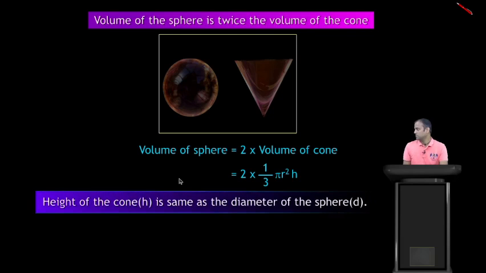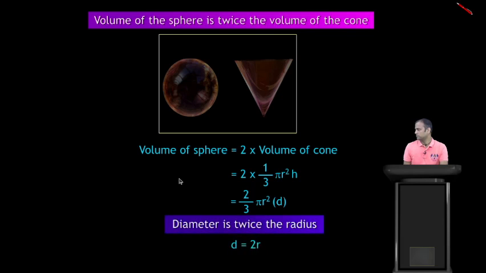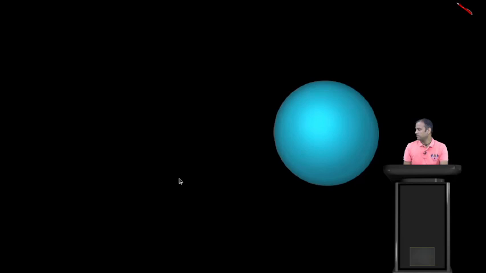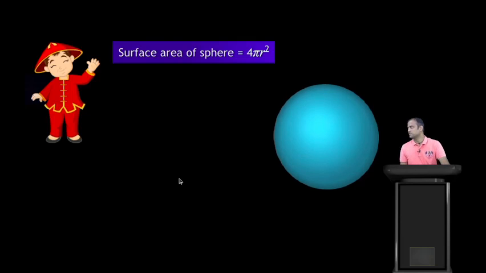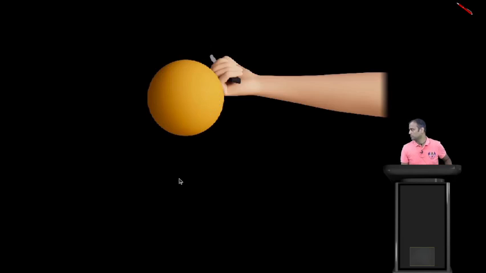Now here you can see that the height of the cone is the same as the diameter of a sphere. So we can write h as 2 into r. Then we can find the volume of the sphere as 4 by 3 pi r cube. Now the surface area of the sphere is 4 pi r square, and the volume of the sphere is 4 upon 3 pi r cube.